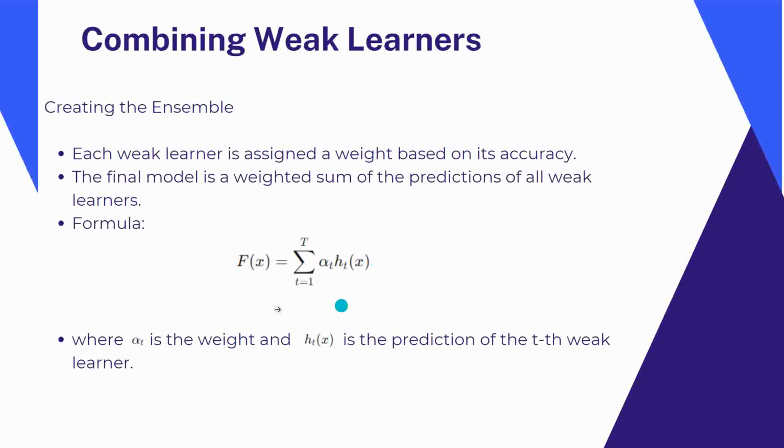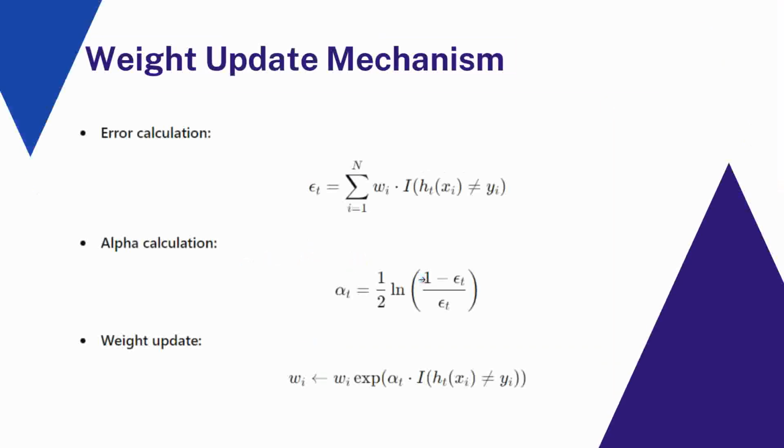So in this formula, f of x defines the strong classifier built from the weak learners. Each weak learner is assigned a weight based on its accuracy, and the final model is a weighted sum of the predictions of all weak learners. In the given formula, alpha of t is the weight and h of t of x is the prediction of the t-th weak learner. Also, combined with this, the weight update mechanism in AdaBoost is crucial.